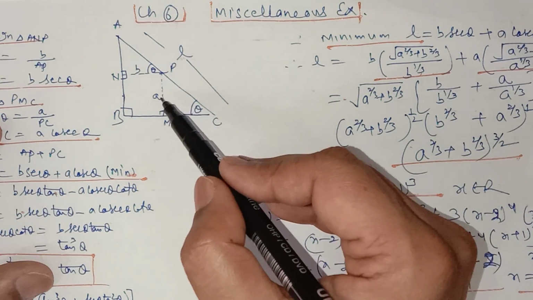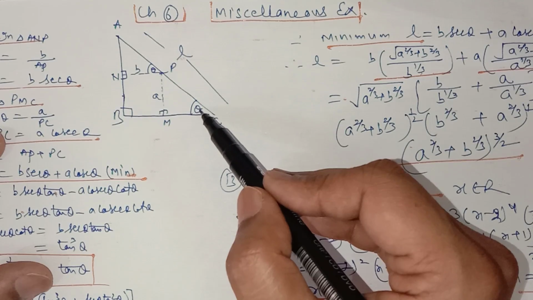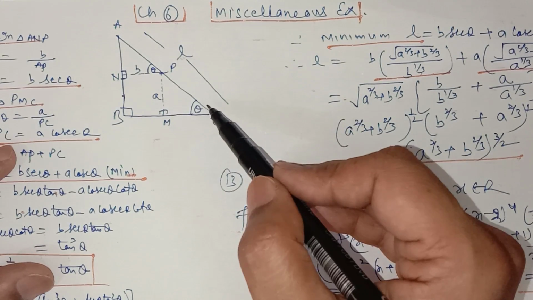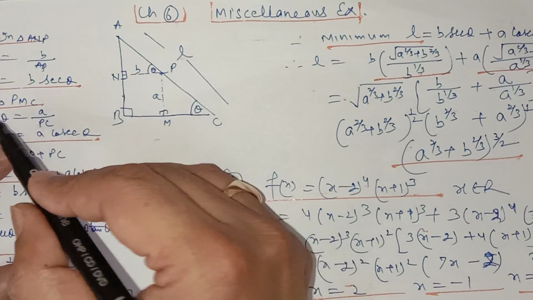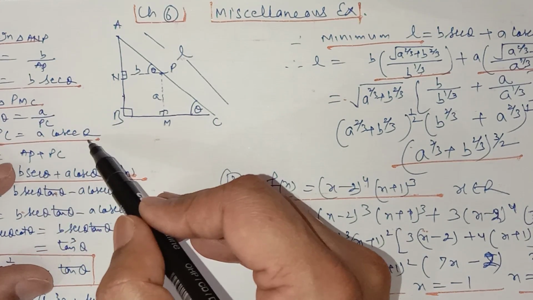So sine theta is equal to a upon PC. From this we find the length of PC, which comes out to be a upon sine theta, that is a cosec theta.